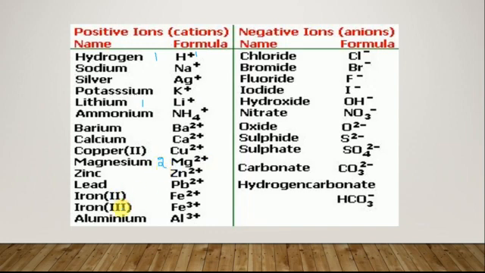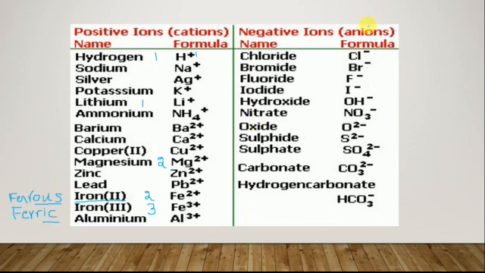For iron, iron has multiple valencies. Iron 2 has the valency 2. Iron 3 has the valency 3. Iron 2 is also called ferrous. For ferrous we put the suffix us, and iron 3 has the suffix ic. So we call it ferric. The names are ferric and ferrous.